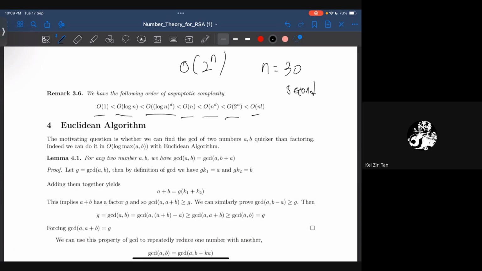2 to the power of 30 is around a billion, something like that. But if n is equal to 60, don't expect it to finish in any reasonable time. You can just divide it by yourself. Okay, so yeah, this is a very fun thing to note. The slowest one is n factorial, which basically means 1 multiplied by 2 multiplied by 3 all the way until n. Or I think there's one more, which is n to the power of n. Some algorithms actually run in n to the power of n.